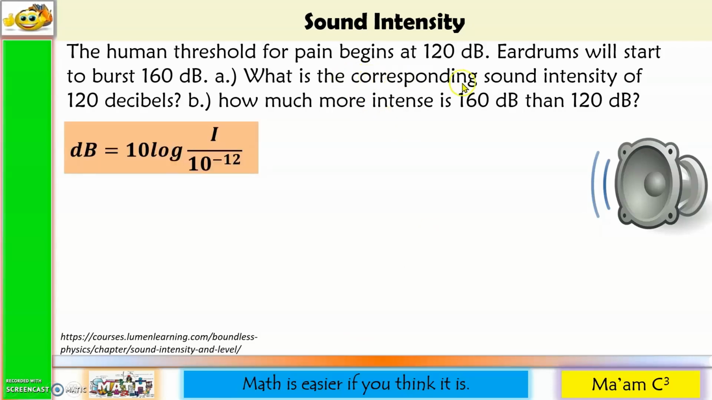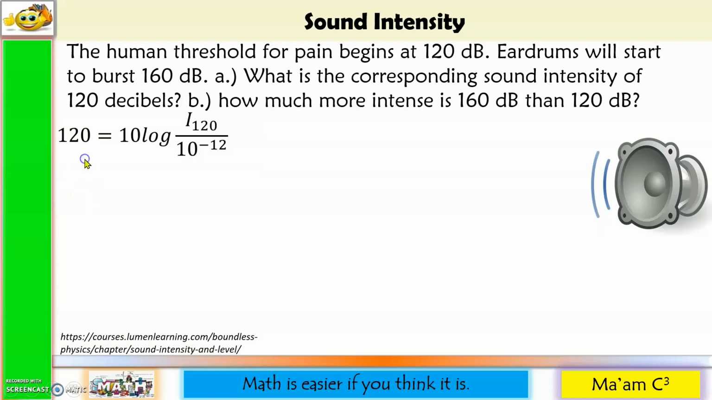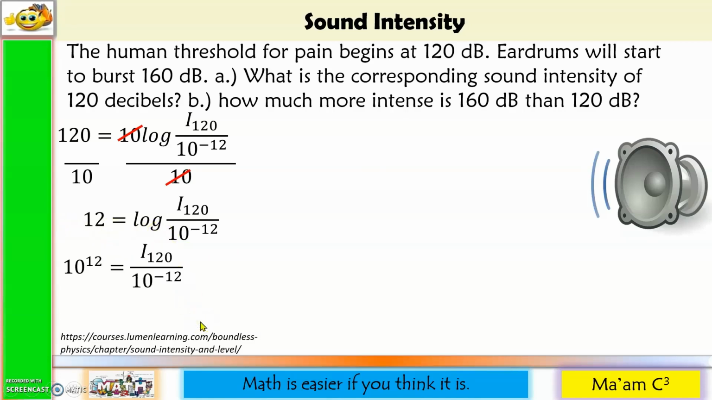We are asked to determine the corresponding sound intensity of 120 decibels, so dB here will be equal to 120. I sub 120 stands for the intensity of 120 decibels. Let us simplify this. Let us divide both sides by 10. So 10 and 10 will be cancelled out. 120 divided by 10 is 12. Let us convert this into exponential form. My base here is 10. So I have 10 raised to 12 is equal to I sub 120 divided by 10 raised to negative 12.